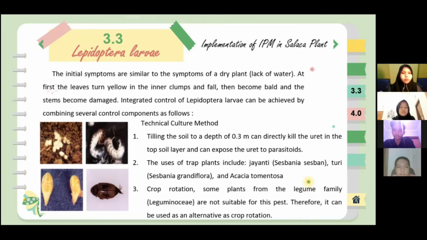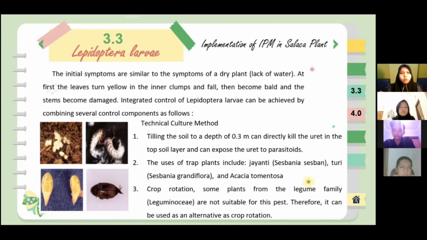First, tilling the soil to a depth of 0.3 meter can directly kill the uret in the topsoil layer and can expose the uret to parasitoids. Second, the use of trap plants including Jayanti, Turi, and Acacia tomentosa. Third, crop rotation. Some plants from the legume family, or Leguminosae, are not suitable for this pest. Therefore, they can be used as an alternative for crop rotation.